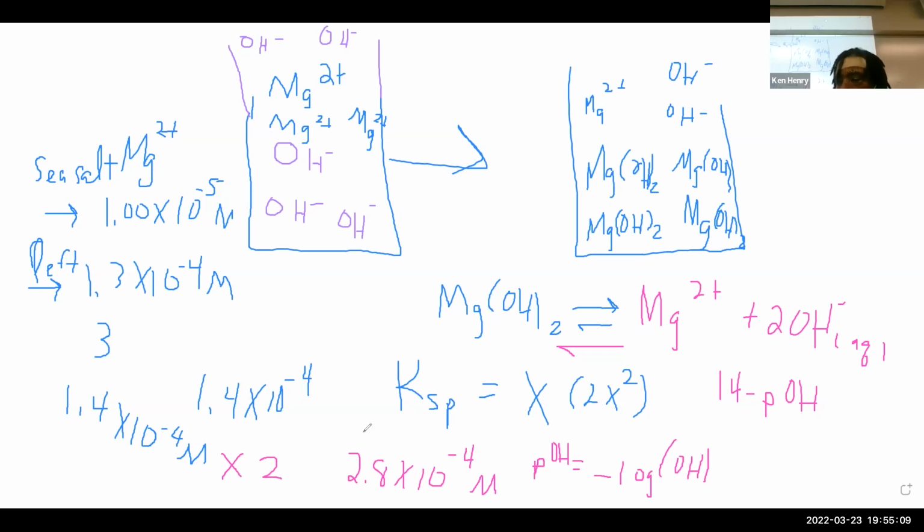Okay, so if you calculate the minus log of our pOH, it is going to be 3.55. And then we subtract 14. So 14 minus 3.55, so that would be our pH. Yes, which we would assume because we have OH.